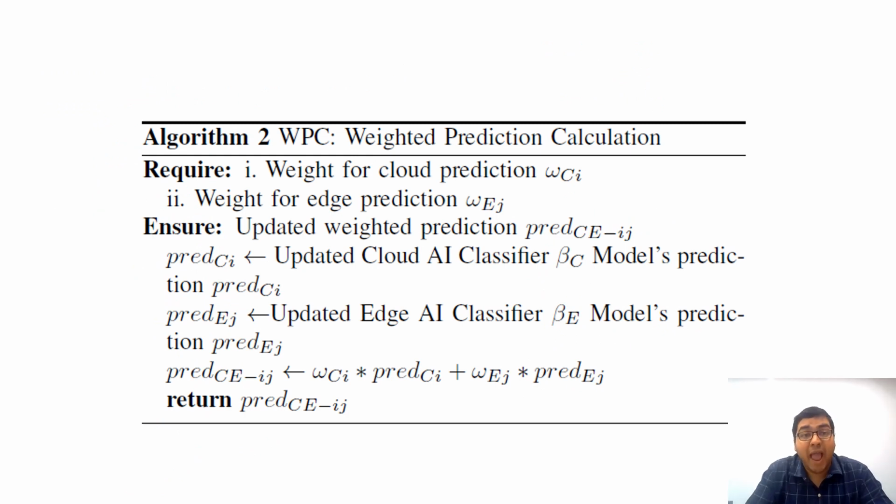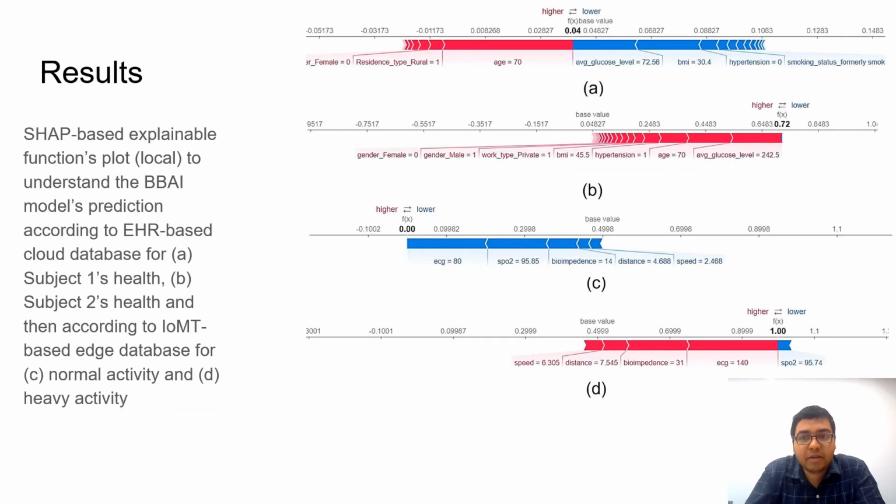And this is another part of the algorithm. Here we are calculating weighted prediction. How we are calculating the final weighted prediction, that algorithm is shown here. Now we will discuss the results.